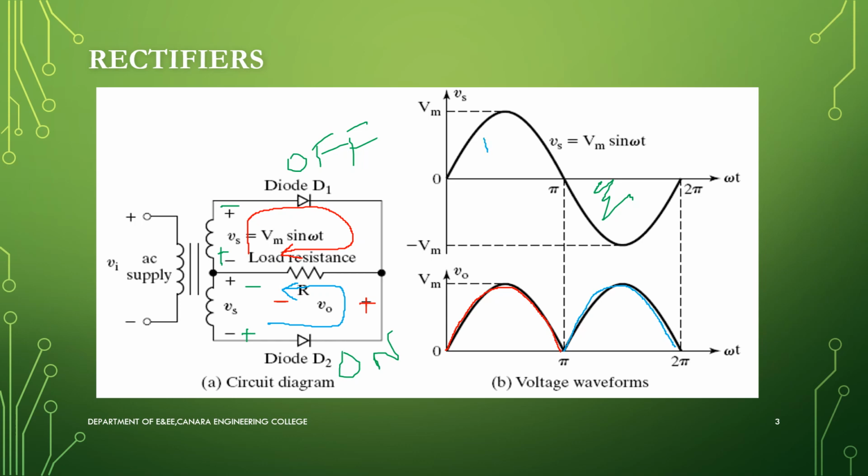Here D1 is conducting, D1 is on, whereas during negative half cycle, our D2 is on. Clear? This is called an uncontrolled rectifier. Our fixed AC gets converted to fixed DC. That means once you apply the supply, the diode will conduct if the input voltage exceeds its cut-in voltage.